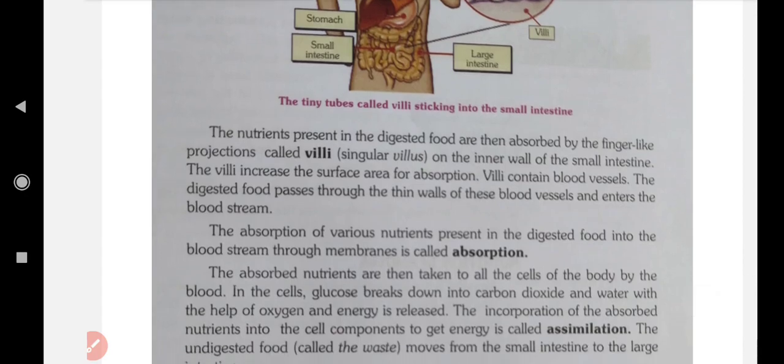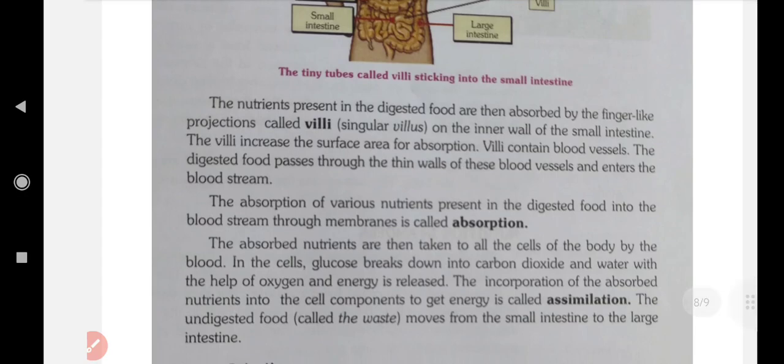The absorption of various nutrients present in the digested food into the bloodstream through membranes is called absorption. The absorbed nutrients are then taken to all the cells of the body by the blood. So through blood, all the nutrients are circulated throughout the body. In the cells, glucose breaks down into carbon dioxide and water with the help of oxygen, and energy is released.